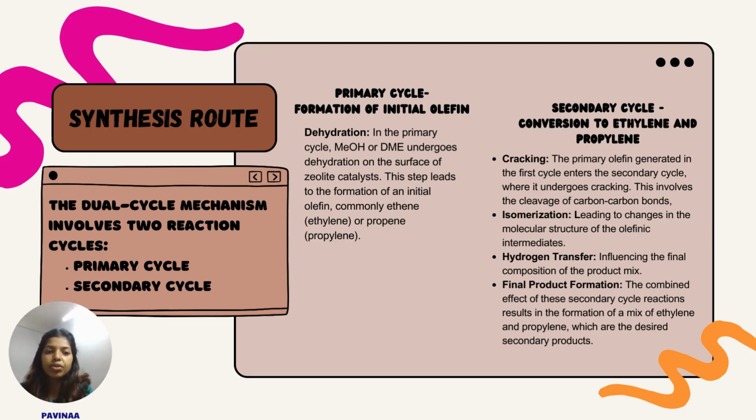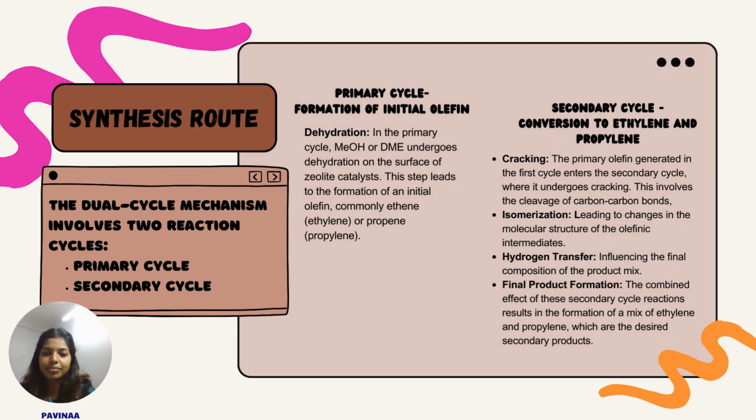This involves the cleavage of carbon-carbon bonds resulting in the production of olefinic fragments. Isomerization reactions may occur, leading to changes in the molecular structure of the olefinic intermediates. Hydrogen transfer reactions can take place, influencing the final composition of the product mix. The combined effect of these secondary cycle reactions results in the formation of a mix of ethylene and propylene, which are the desired secondary products.